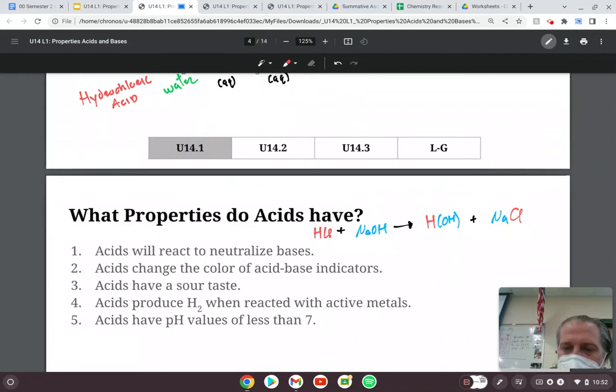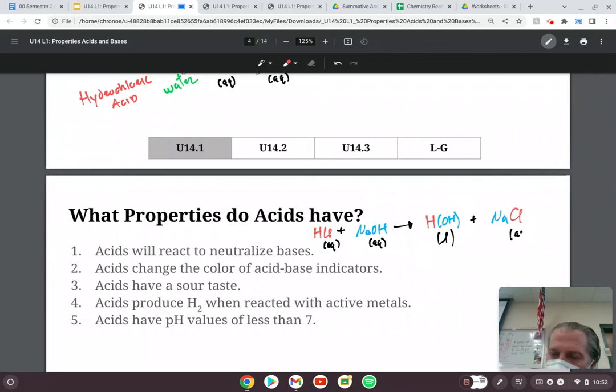Okay. Now, if this is aqueous and this is aqueous, this will be a pure liquid of water. And this will also be aqueous. Now, what that means in terms of acids reacting to neutralize bases is that hydrochloric acid will react with sodium hydroxide to, in theory, make pure water and some salt.